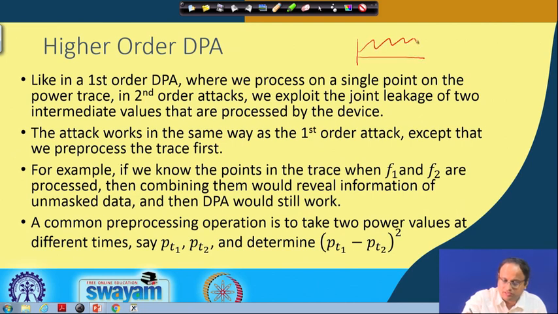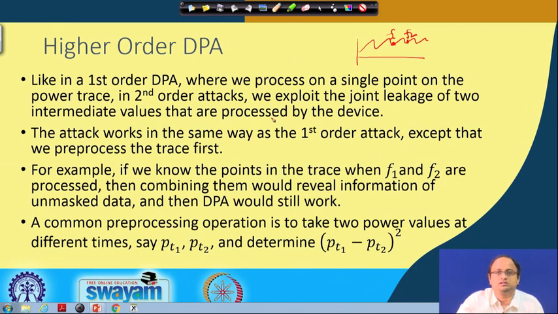Basically it means that if this is your power trace, in the previous case when you are doing a first order attack, you are targeting one point on the power trace. But if you are doing a second order attack, then you are targeting 2 points on the power trace. Okay. It may happen that here you are processing F1 and here you are processing F2. Now we will consider the joint leakage of F1 and F2, and as we have seen, if F1 and F2 together depend on all the shares of the inputs of the circuit, then it will still leak information about the actual data.